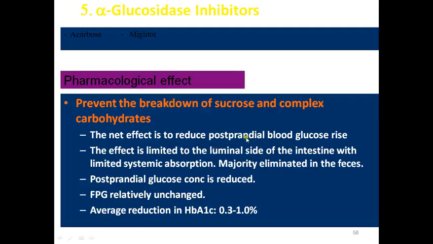Its effect is limited to the luminal side of the intestines, with limited systemic absorption. So it doesn't cause systemic absorption. It remains within the gut and that's why it's eliminated in feces. It reduces postprandial glucose. The average reduction of HbA1c is 0.3 to 1%. The main side effect of alpha-glucosidase inhibitors is a lot of flatulence, abdominal pain and gaseous distension, because it is preventing the breakdown of sucrose and complex carbohydrates, which are then broken down by the bacteria in the large gut.